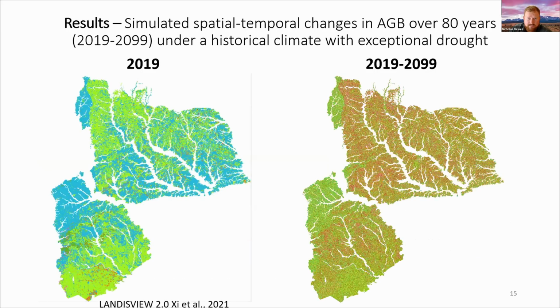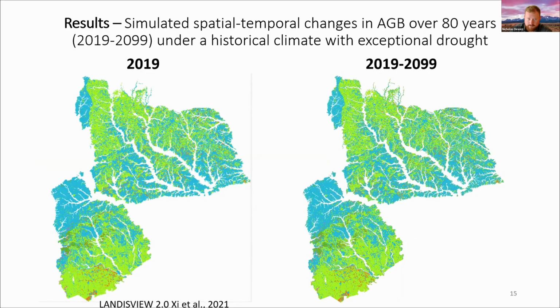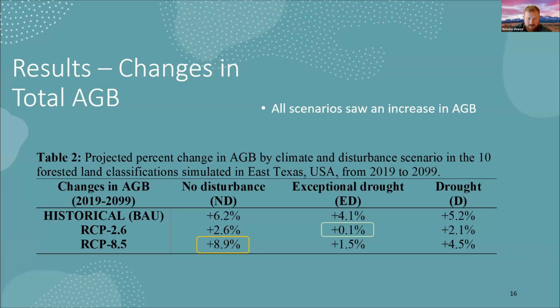On this slide, you can see a map on the left showing the initial communities for the historical projection climate scenario. And on the right, you'll see a simulation of the above ground biomass under the exceptional drought scenario, coupled with the historical projection climate data. Above ground biomass shows an increasing trend from 2019 to 2099 amongst all climates and disturbance scenarios, with the highest rise seen in the high emission, no disturbance scenario, and the lowest in the low emission, exceptional drought scenario.